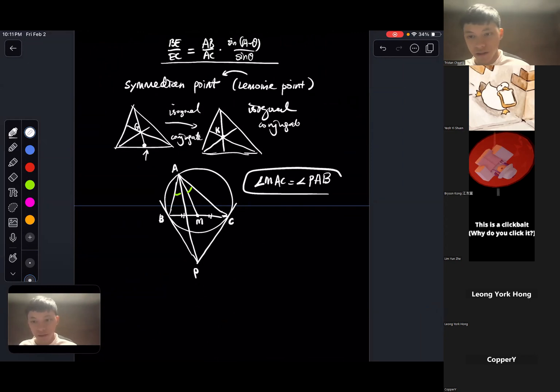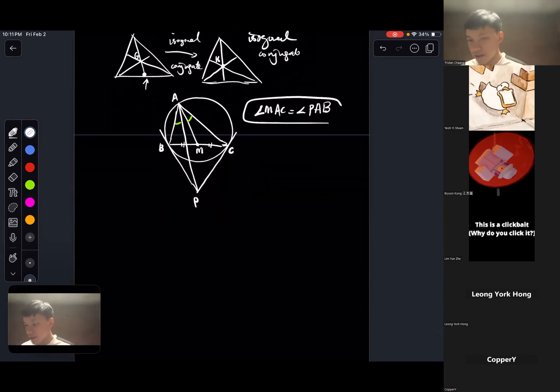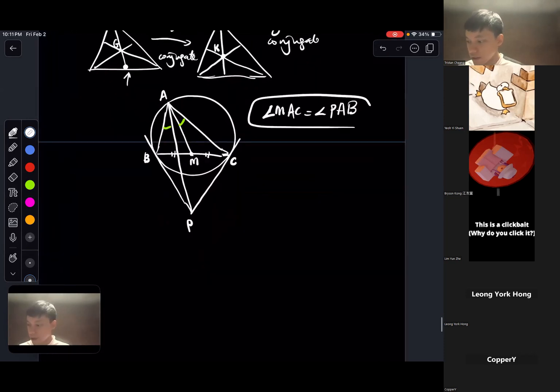Which resource? Well, I'm not using any resource now, but most of the things you can find in AGMO if you have the book. But yeah, it's a very well known lemma over here.